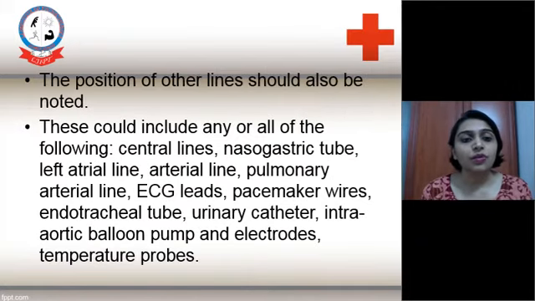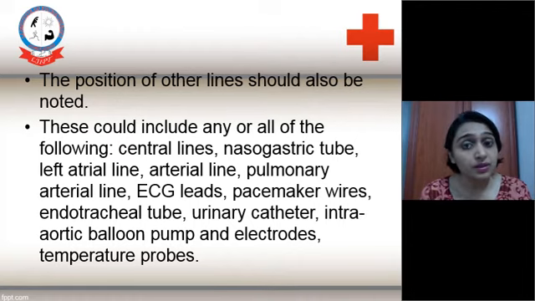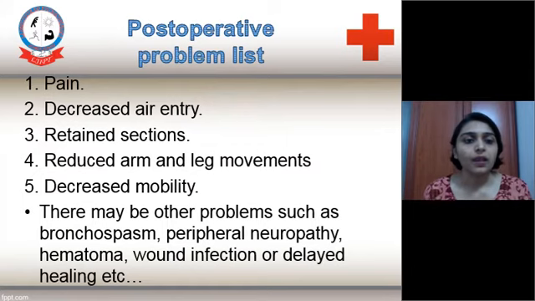Next, the position of other lines should also be noted. These kinds of patients may come with various lines like central lines, nasogastric tube, left atrial line, arterial line, then pulmonary arterial line, ECG leads, pacemaker wires, endotracheal tube, urinary catheter, intra-aortic balloon pump and its electrodes, and temperature probes. We need to find out the position of all these things, and while doing physiotherapy, we need to take care of these lines.